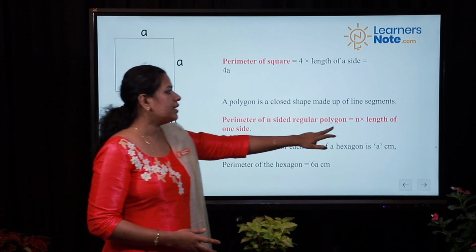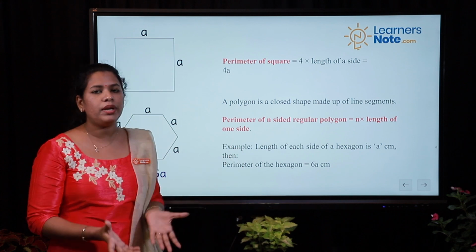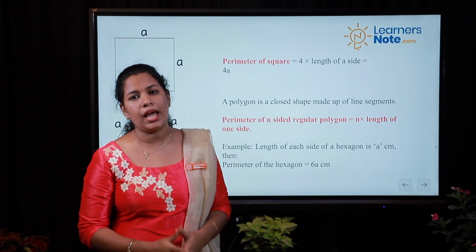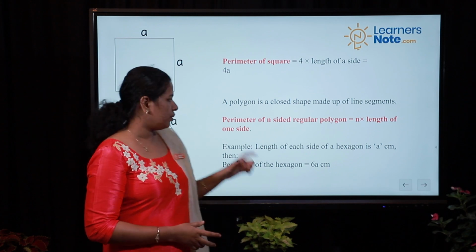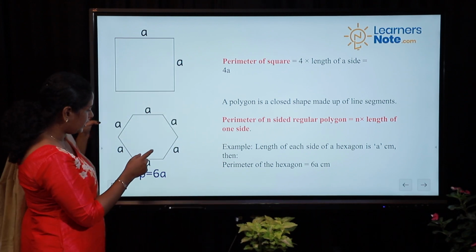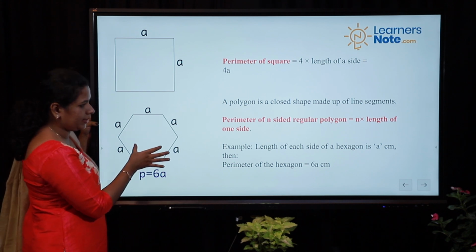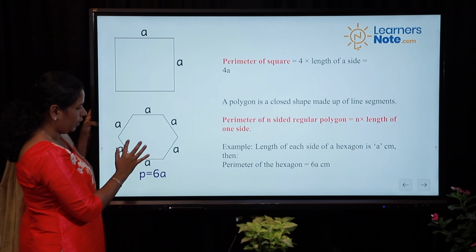Okay, where n is the length of one side. So regular polygon means if it is a regular polygon, all the sides must be equal and all the angles must be equal. So this shape which is having 6 sides is a hexagon shape because all sides are equal.